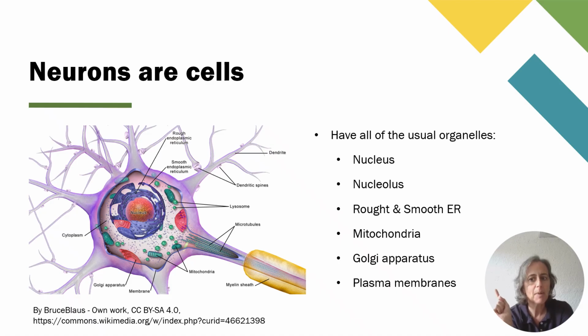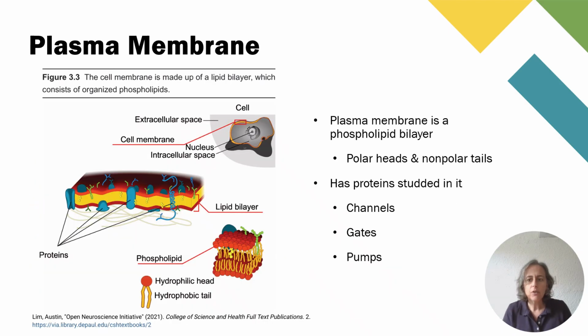And then the plasma membrane. The plasma membrane is the cell membrane that separates the cell inside from outside, right? Gives it its actual entity. And that's going to be important, so it's going to get a whole slide to itself. The plasma membrane for neurons is just like the plasma membrane for any other cell in our body.